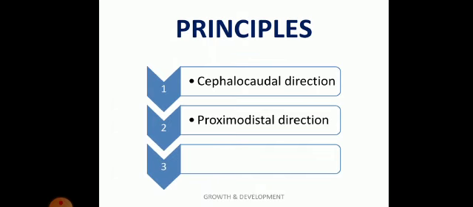Then proximo-distal direction. Initially all the activities will be in the proximal part. If you consider the upper limb, the shoulder will have movement first, then the elbow, then the wrist, and then the fingers. Clear? So the child learns movement from proximal to distal direction. And then it is general to specific. Initially the child is doing an activity, but it is not a very skillful activity. It is a generalized activity. Then the child will shift to a specific type of activity. Let us see in detail.